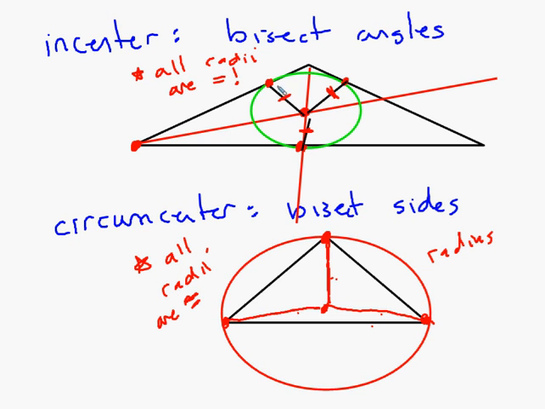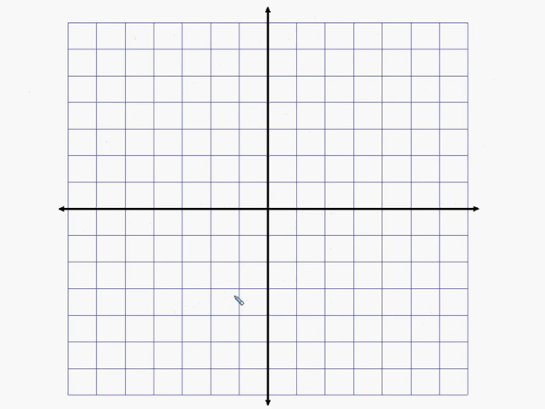But look at the difference. See, here the radii are not drawn to the vertex, are they? But down here, for the circumcenter, they are. Now, we can do circumcenter on a graph. So let's say I have a triangle, and I'll do an easy one, I hope.